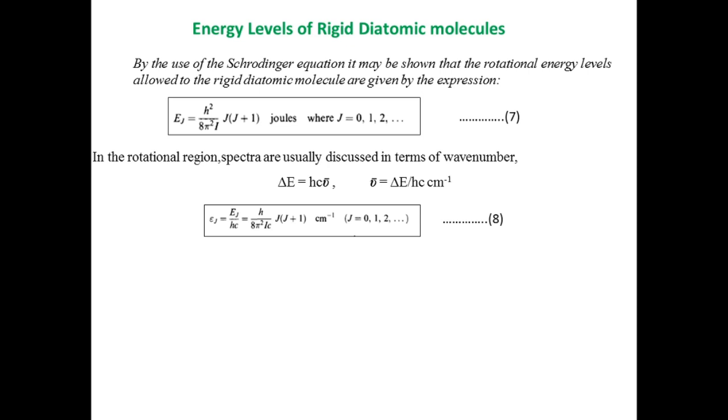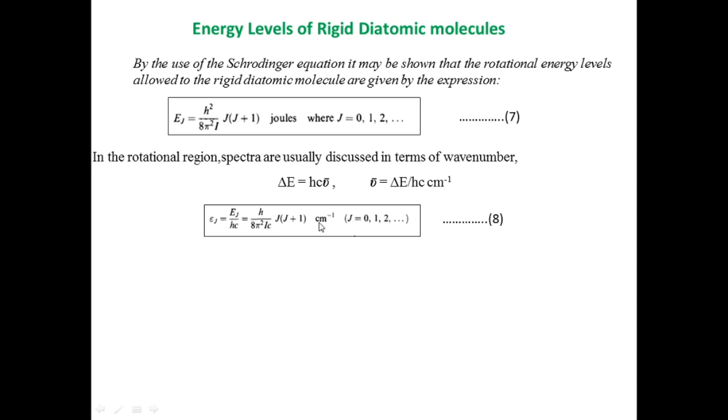Usually the rotational spectra is discussed in terms of wave number. So we know that E is equal to hc nu bar, and nu bar is equal to delta E by hc. So we can write this expression in terms of nu bar, that is a wave number that is usually expressed in cm inverse. So nu bar is equal to epsilon j, that is equal to Ej by hc. So we'll get an expression like this: h by 8 pi square Ic into j into j plus 1.